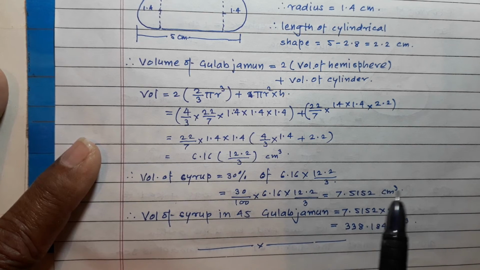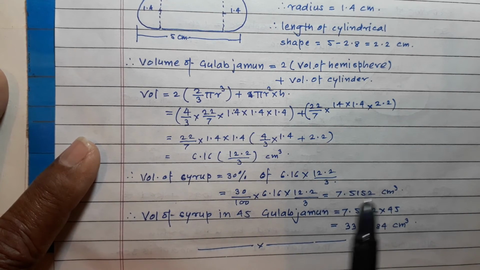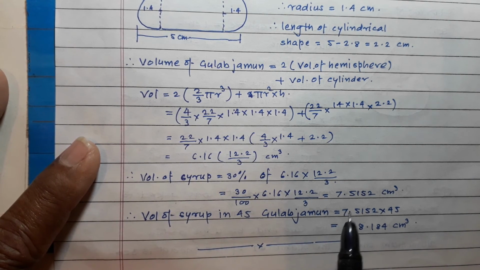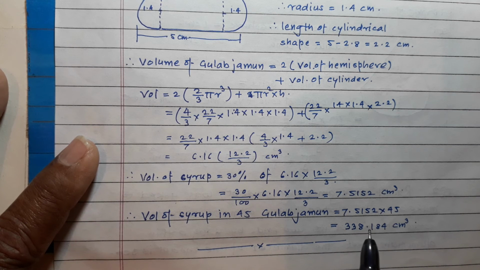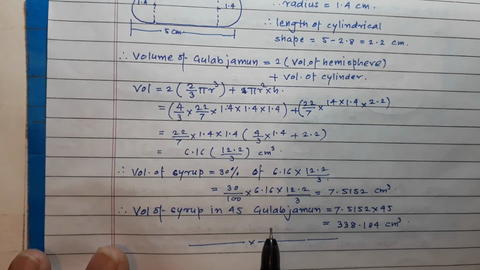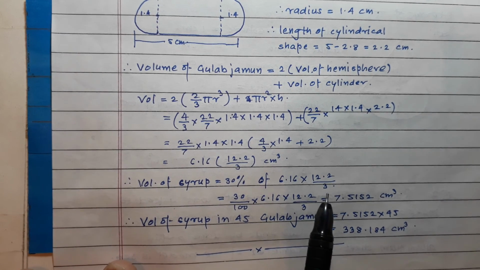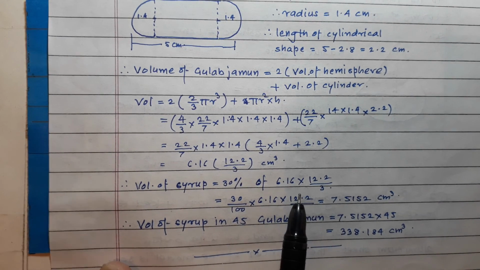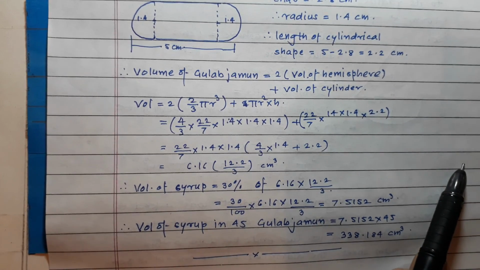So this is the volume of syrup in 1 gulab jamun, and therefore the volume of syrup in 45 gulab jamuns is equal to 7.5152 into 45, and if you simplify this you will get 338.184 cm cube. So this example is slightly complicated, the values are complicated to simplify properly. Now today it is enough.